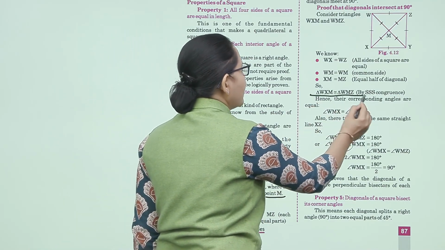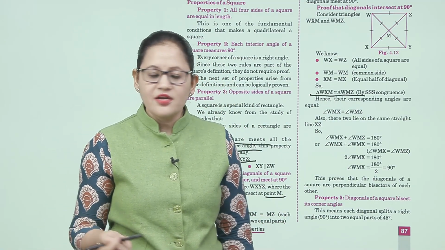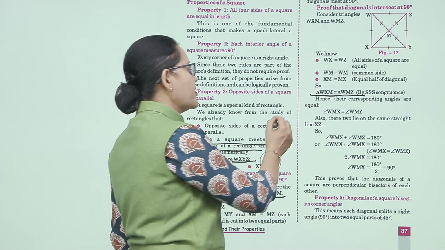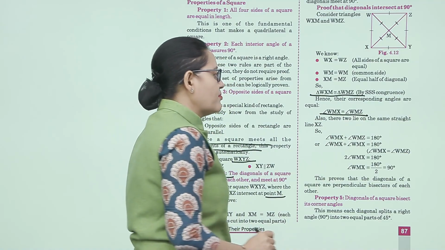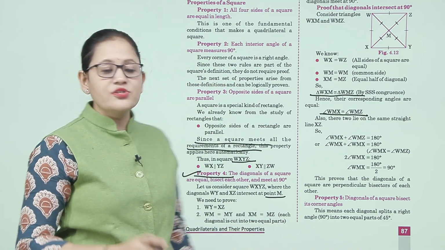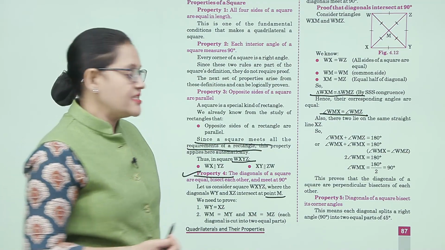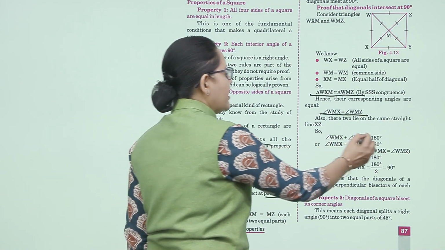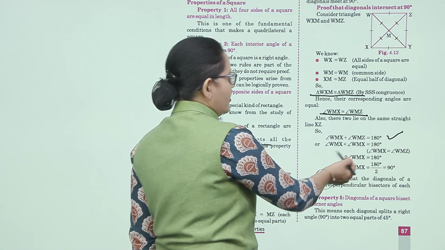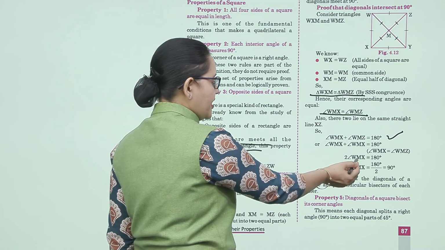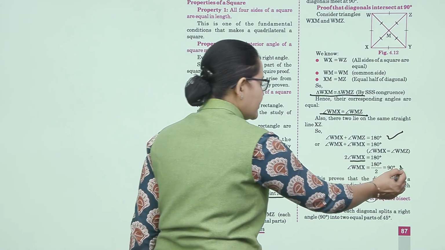That means triangle WXM and triangle WMZ are congruent. Hence, their corresponding angles WMX and WMZ are equal. Also, they lie on the same straight line XZ. So, we can say that WMX and WMZ equal 180 degrees. So, both are equal, and we can write each angle as 180 degrees upon 2, that is 90 degrees.